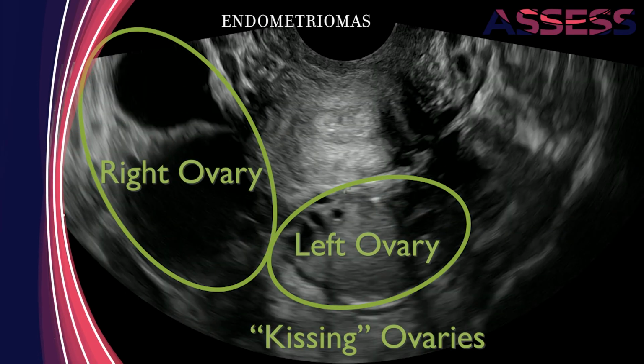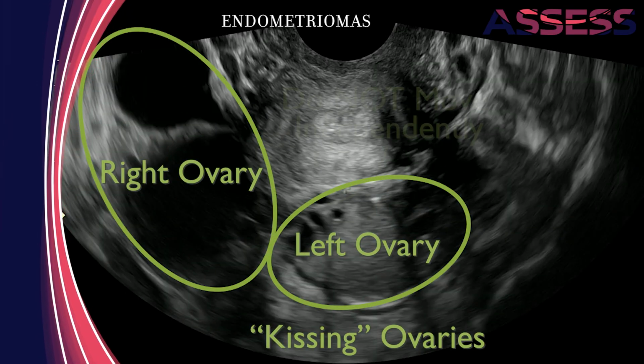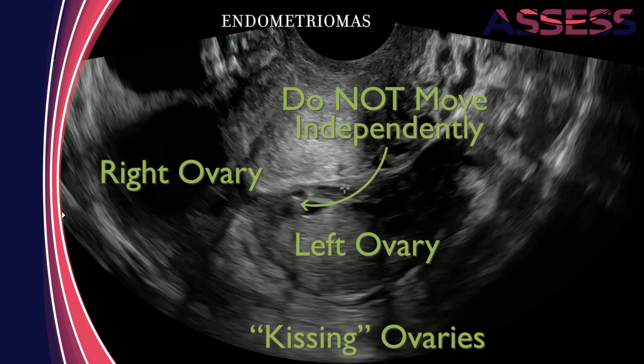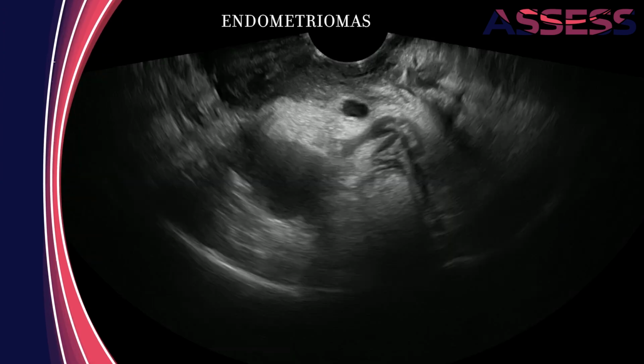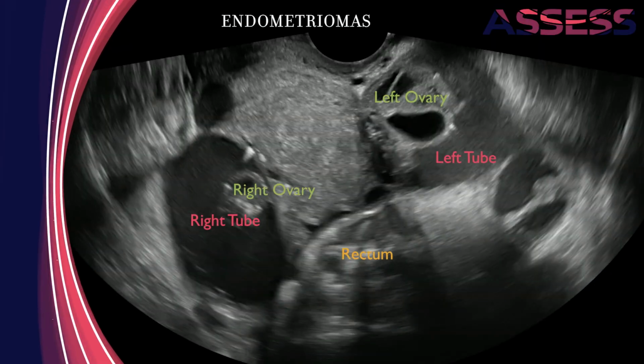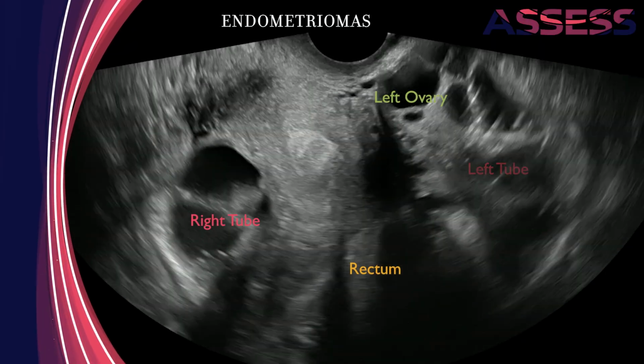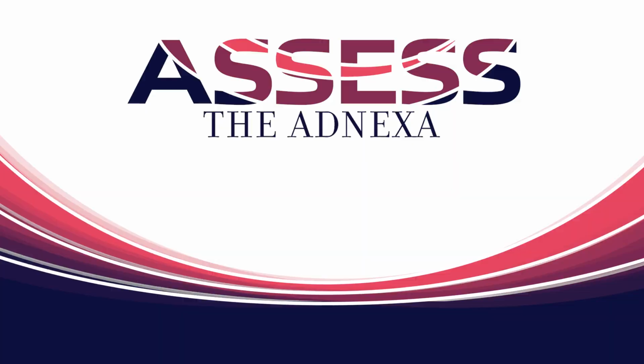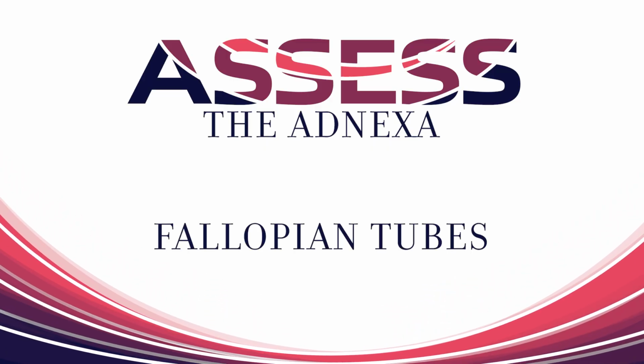Ovaries are said to be kissing when they are located in the posterior cul-de-sac immediately next to each other and do not move separately. It is important to know that bowel and fallopian tube endometriosis are much more common among patients with kissing ovaries. The fallopian tubes.